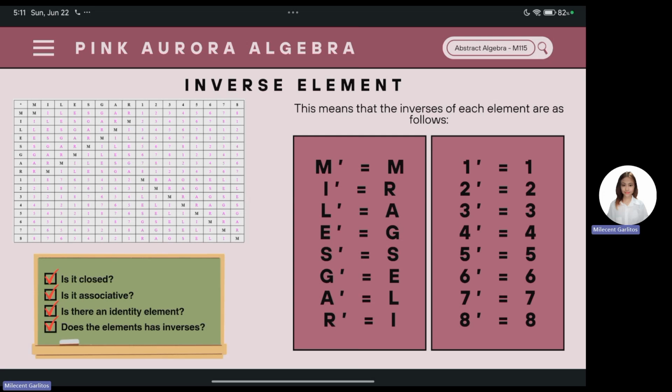So N inverse is M, I inverse is R, L inverse is A, E inverse is G, S inverse is S, G inverse is E, A inverse is L, R inverse is I. So the back elements, which would be 1 inverse is 1, 2 inverse is 2, 3 inverse is 3, 4 inverse is 4, 5 inverse is 5, 6 inverse is 6, 7 inverse is 7, 8 inverse is 8.